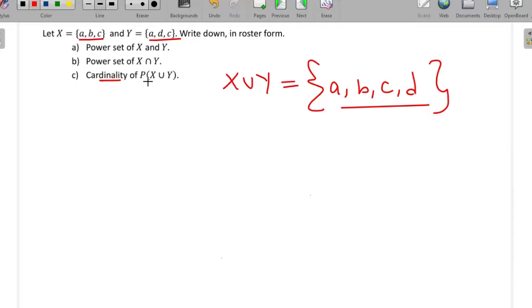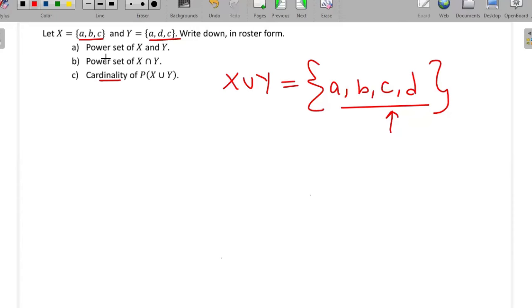The elements in X union Y are 4. Yes, you can see them, they are 4 here. But the elements in the power set of X union Y are not 4. So how can we find them?